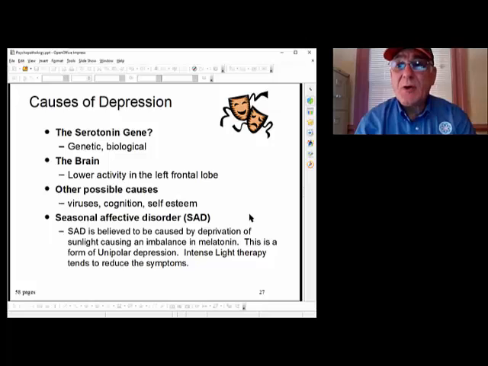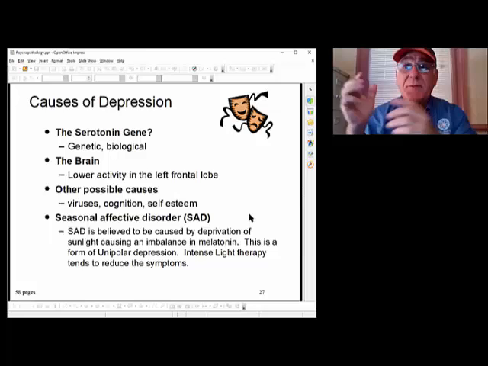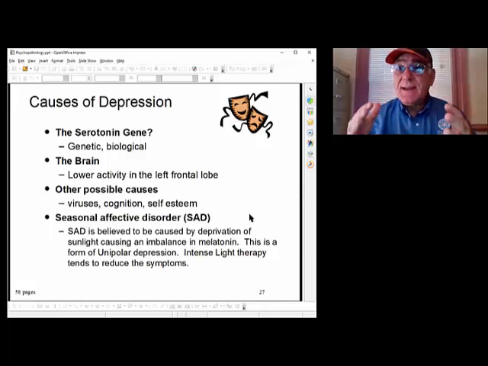Put a sun bulb in their house, a grow light. There are light bulbs that mimic the sunlight frequencies. And so we've seen that people that have these light bulbs in their house tend to be better off than those who do not have it in their house during the wintertime.